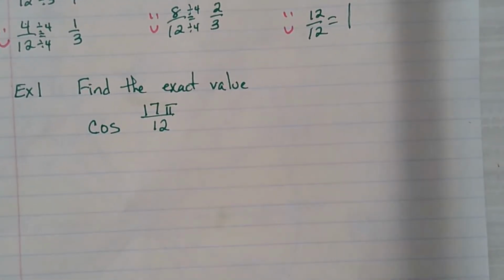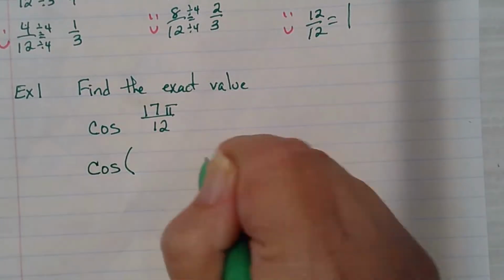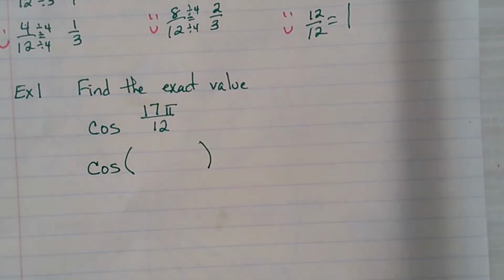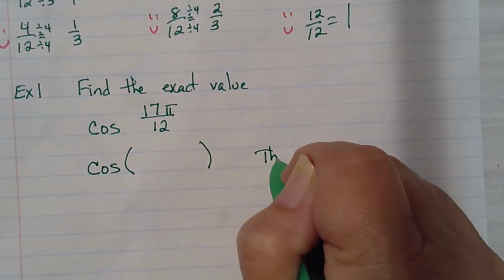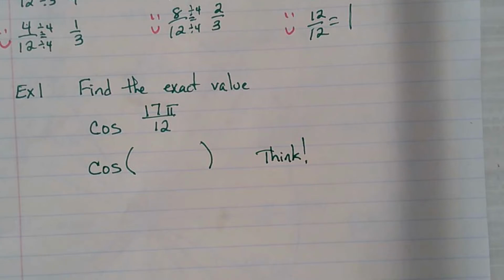Okay. So instead, we are going to use a trig identity. And here's the way this works. We bring down our cosine, and we make a big parentheses, and we think. We have to use our IB learner profile of being a thinker. And what we want to think about is this. What 2 fractions can add up to 7 pi over 12 where both of those fractions are actually on the unit circle?